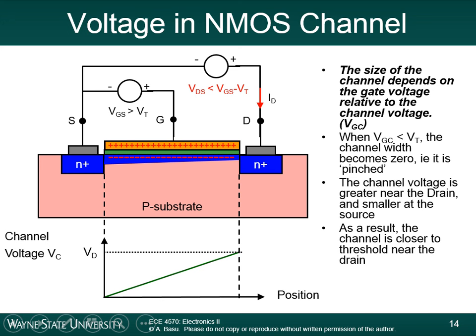Let's go over this slide first. This slide is just showing that if we were to plot the channel voltage, VC or VCH, the voltage right across this line right here, we'd see that the source is at 0 volts, so the voltage here is 0. As we go from left to right, the voltage increases and it goes up to whatever the drain voltage is, VD. It increases linearly along there.